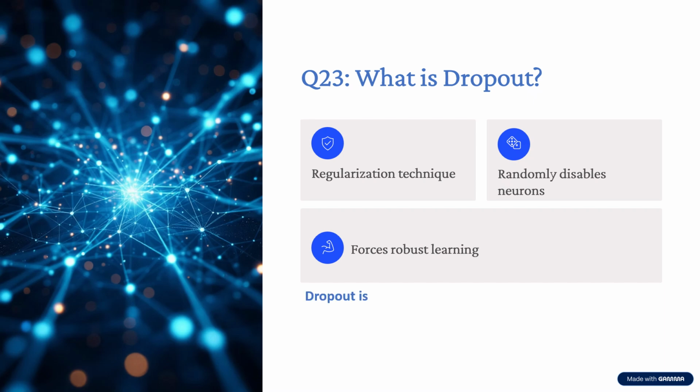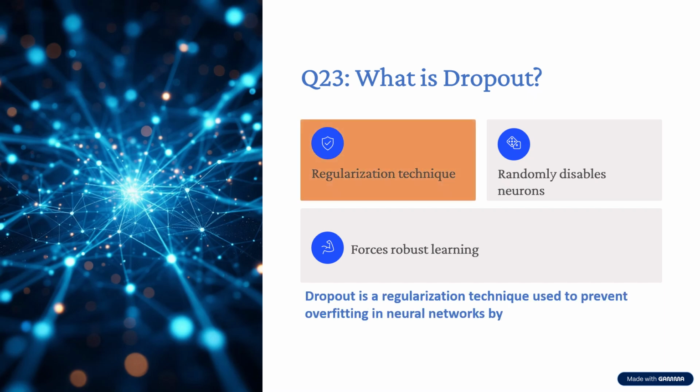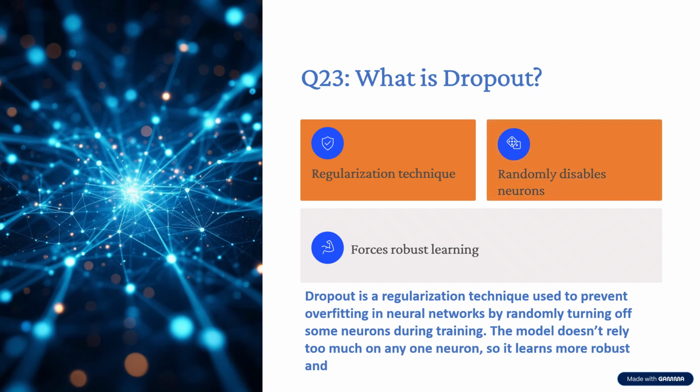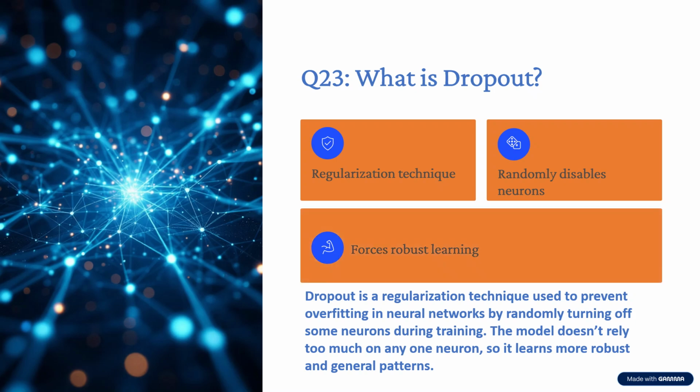Dropout is a regularization technique used to prevent overfitting in neural networks by randomly turning off some neurons during training. It means the model does not rely too much on any one neuron, so it learns more robust and general patterns.